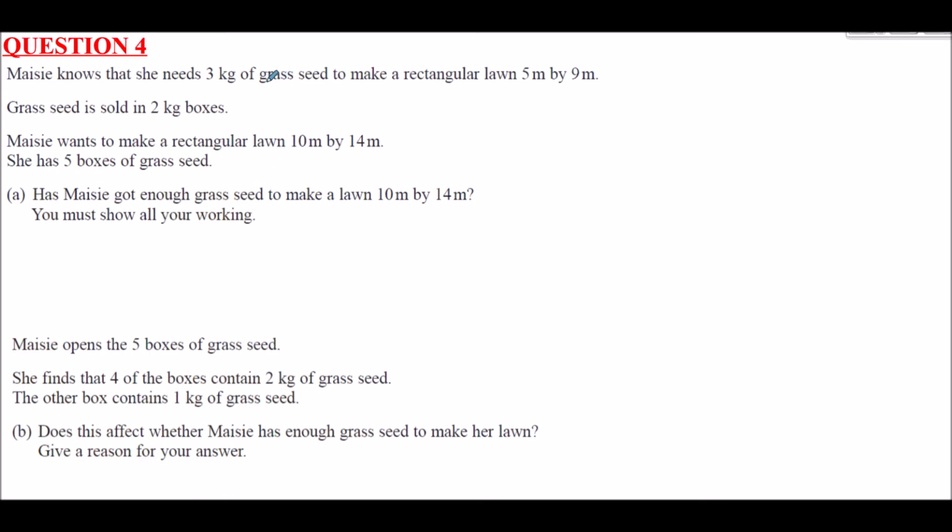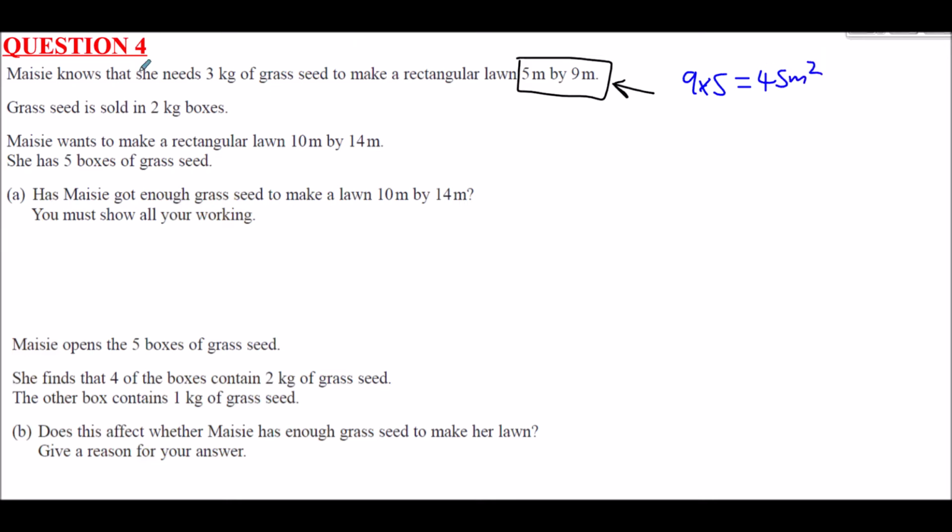Okay, so grass isn't spread on a line. Grass is spread over an area of grass. So this question, the key to it is knowing that it's going to concern area. So this 3 kilogram grass seed can make a rectangular lawn 5 by 9. So what's the area if it was a rectangle 5 by 9? This area would be calculated by doing the length times the width. So we'd do 9 times 5, which is obviously 45 square meters.